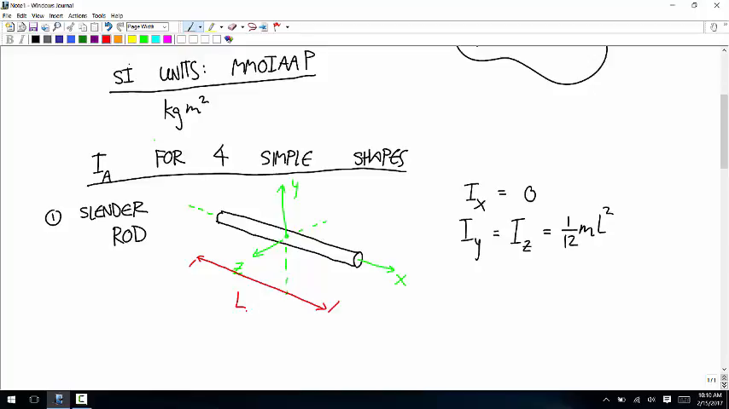Yeah. Yes. Yeah, you can program them in.